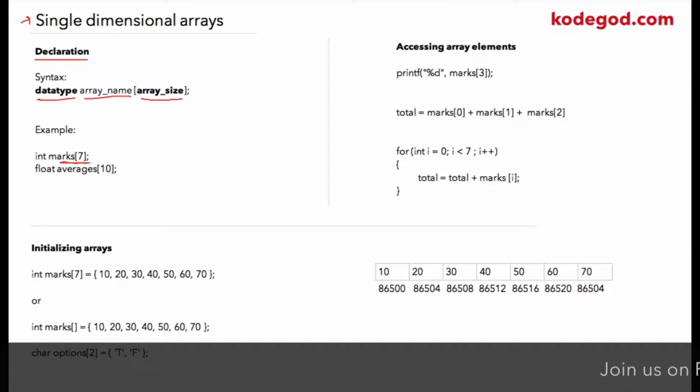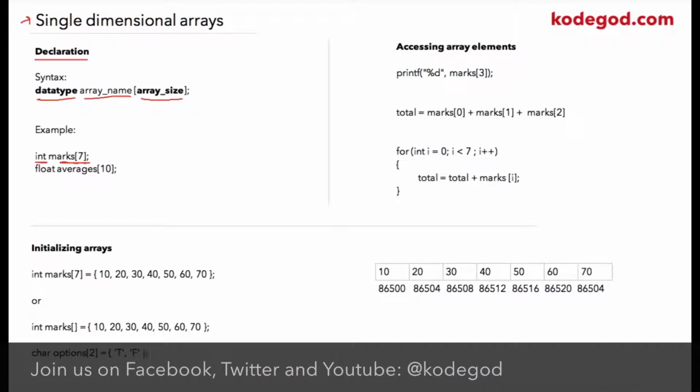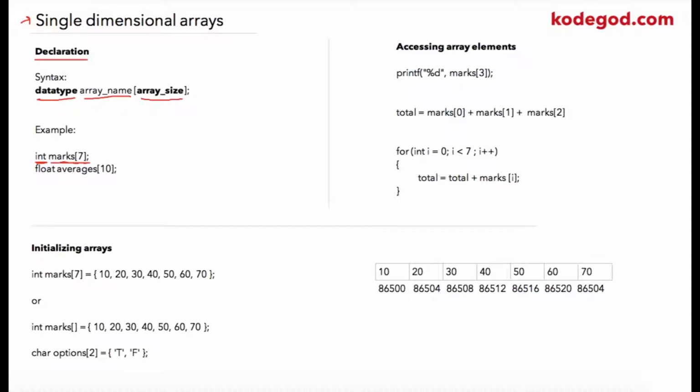So here is one example. I am declaring an array of type integer, naming it marks, and I am specifying the array size as 7. So I am declaring a collection of 7 integer variables, marks 0, 1, 2, 3 and so on till marks 6. So total 7 elements. Similarly, in the second example, I am declaring an array of type float, naming it averages and setting the array size as 10. So it will be an array of 10 float variables.